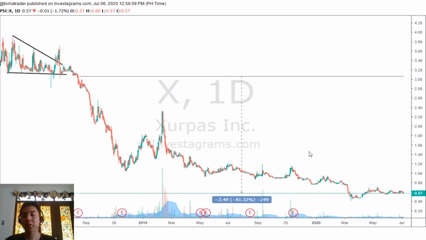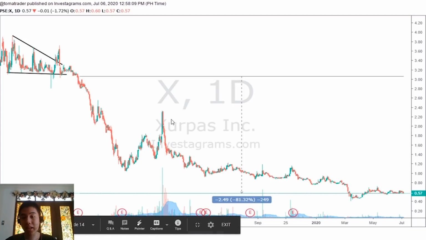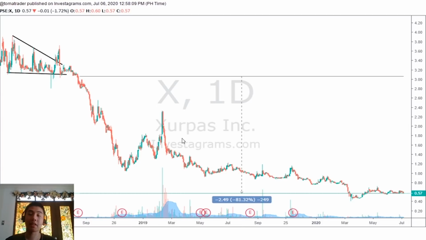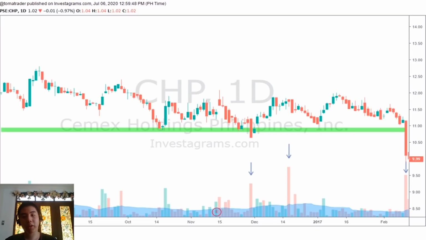And then eventually, as we all know, from 3 pesos, you went down to a penny stock, down 81%. Well, of course, may trading opportunities pa within that, like dito. But eventually, in the bigger picture, in the large scale of things, nag-penny stock pa rin siya. And this from 3 pesos. The high of this stock, I believe, was 20 pesos. Of course, we have CHP.